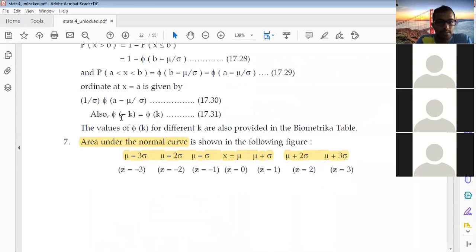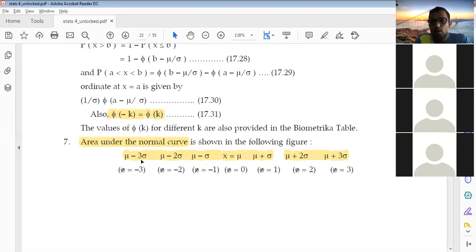One more important part, students, underline this. Area of minus k is equal to area of plus k. K is a constant number. That means area of minus 0.3 and area of plus 0.3 is the same. Why? Because it is so far away from the mean. The gap is the same. If you are moving from 0 to 5, the gap is the same as 0 to minus 5. That means area of minus k equals area of plus k. So remember that.